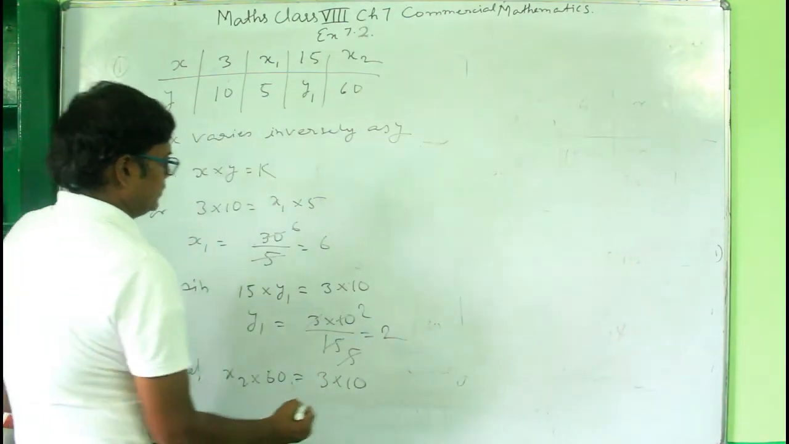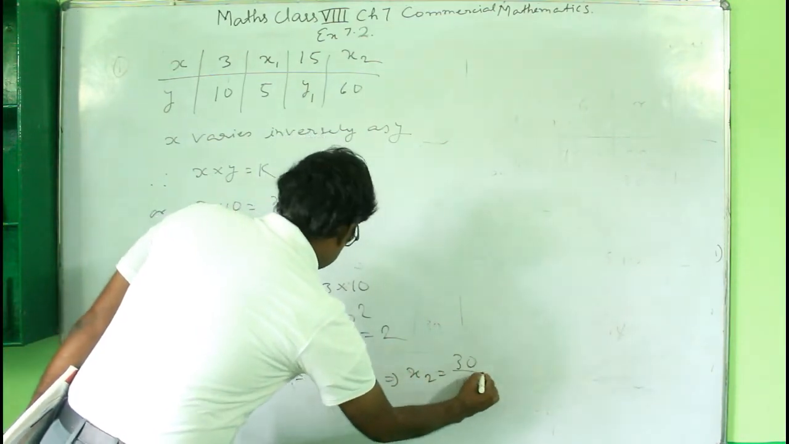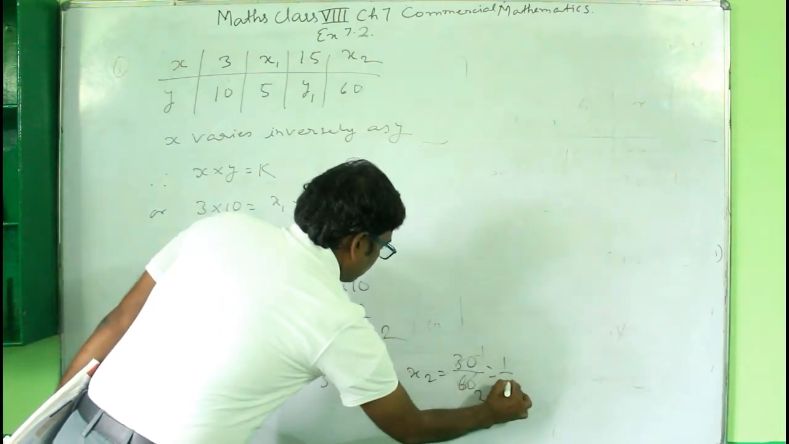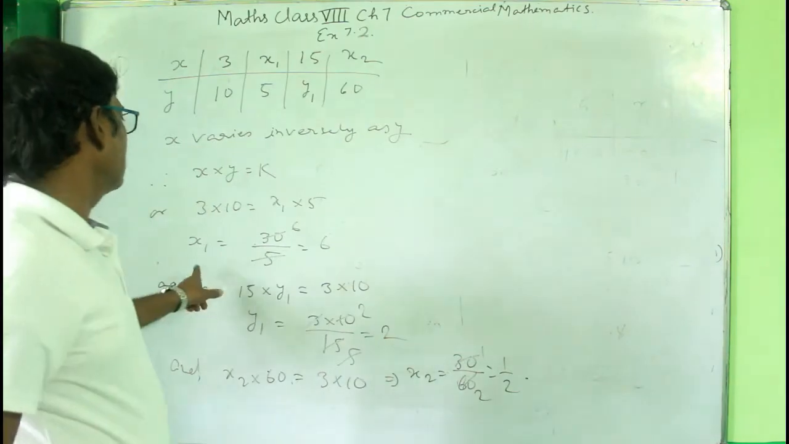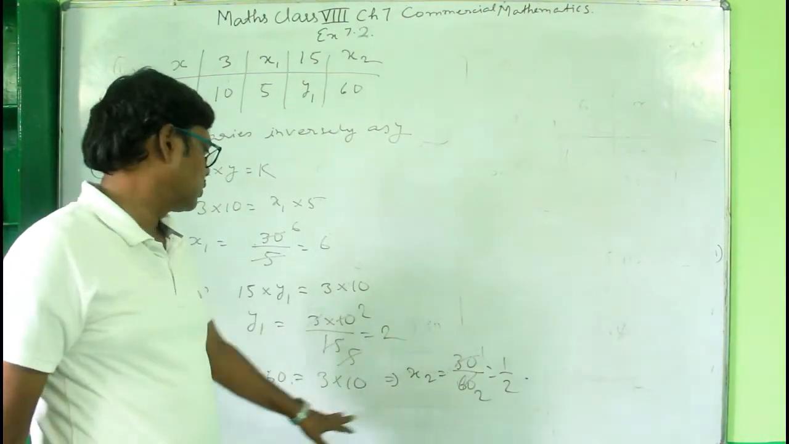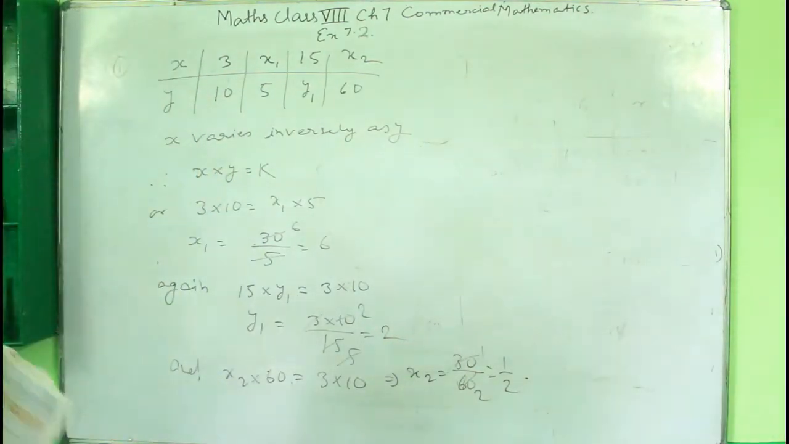So in this you have x2 equal to 30 by 60 equal to 1 by 2. So this is the answer here. You have x1 equal to 6, y1 equal to 2, and x2 equal to 1 by 2. Okay, these are the answers of this question.